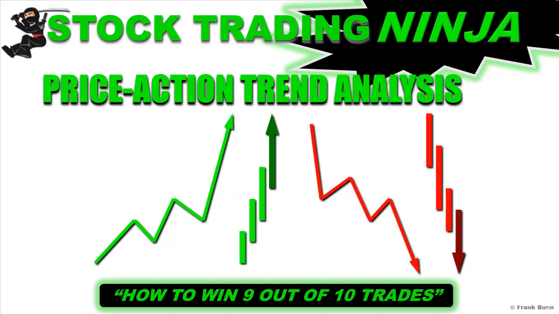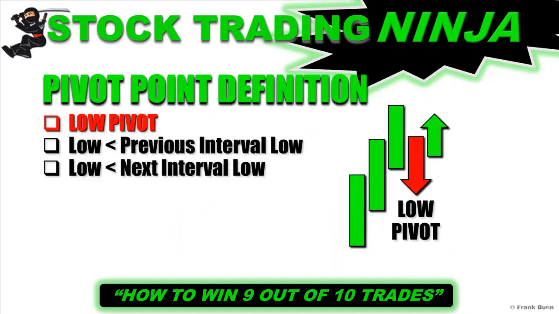We will begin with price action trend analysis. In order to understand this, we will have to first learn about how to define pivot points. A low pivot is a low in price where the low is less than the previous interval low, and that low is also less than the next interval low. You can see an example of a low pivot here in the chart graphic.